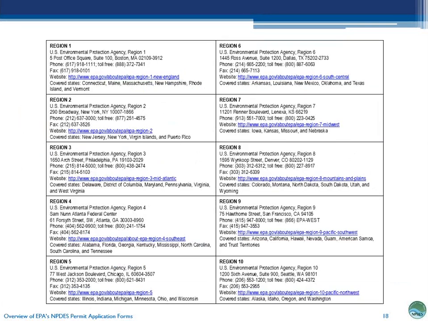This slide lists contact information, including mailing addresses for each of the EPA regional offices. This contact information can also be found in EPA Forms 1, 2A, and 2S.